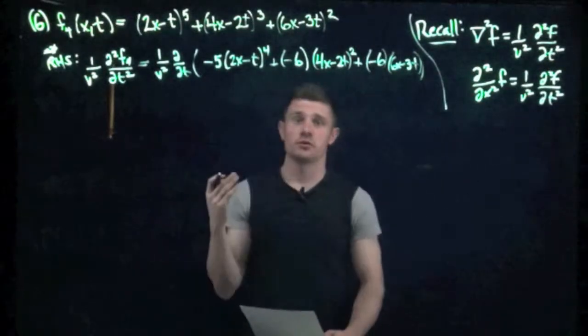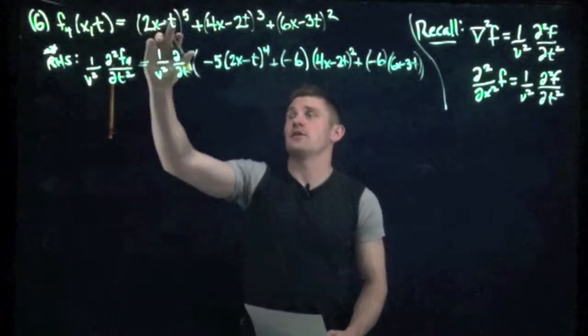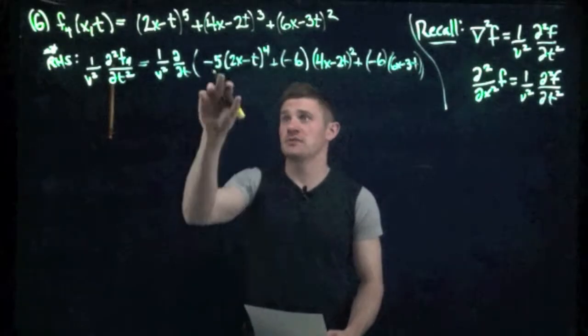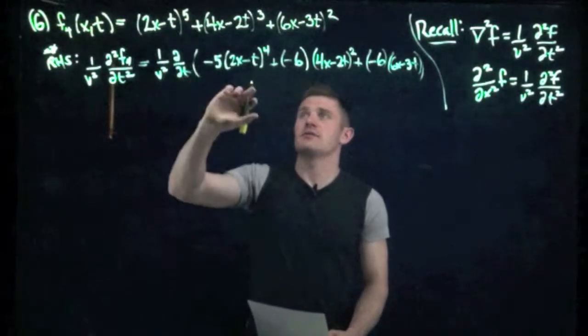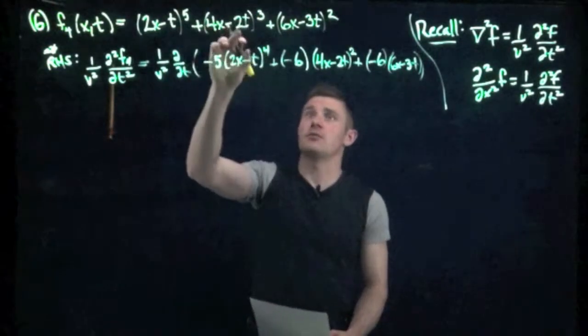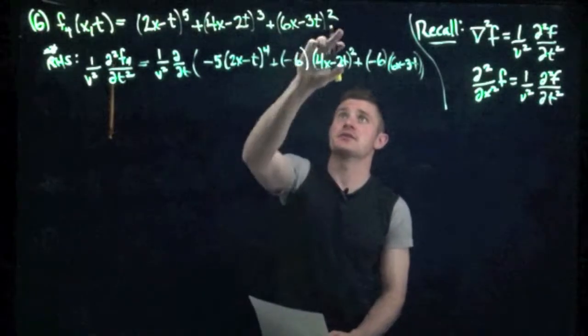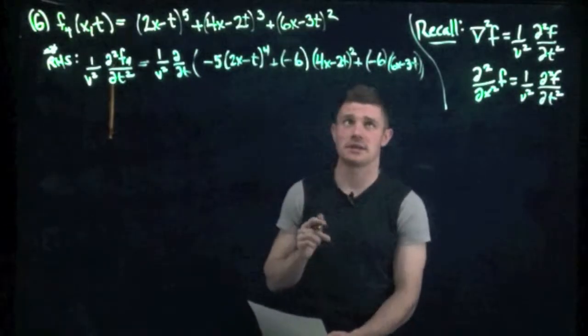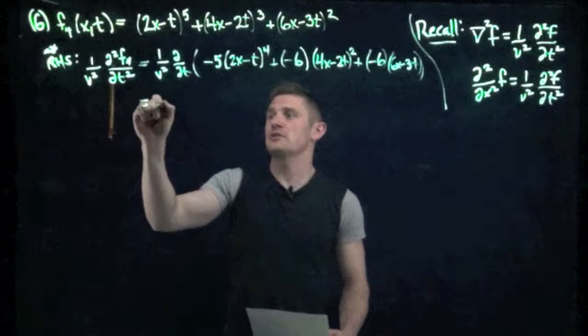Again, this is just chain rules, so remember that you bring the 5 down and then you take the derivative with respect to the inside as well, which gives us a -5. Then this goes to 4, and then same thing here, 3 down multiplied by -2 gives us -6. 2 down multiplied by -3 gives us -6. Okay, so we continue through to the second derivative.